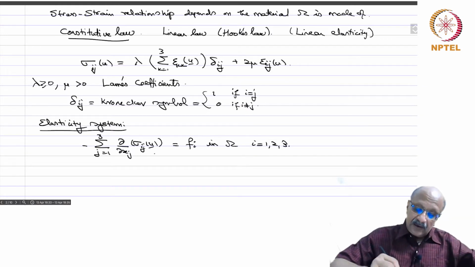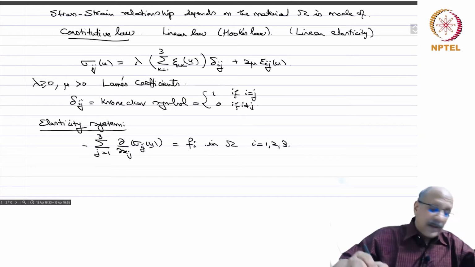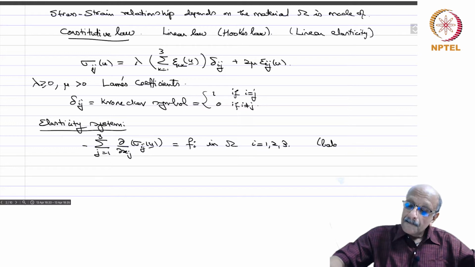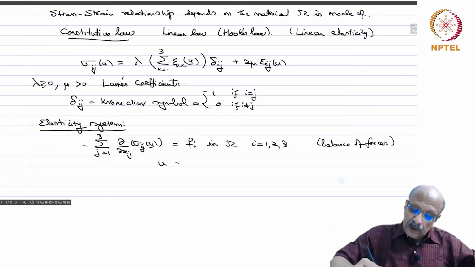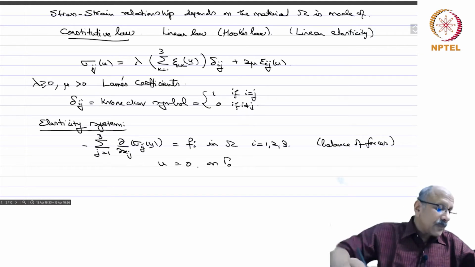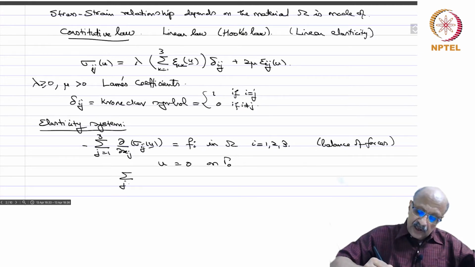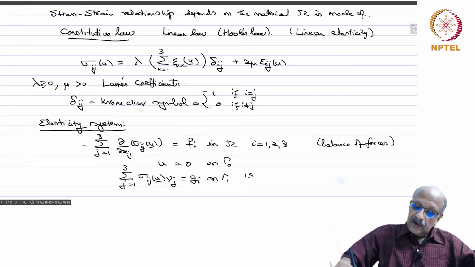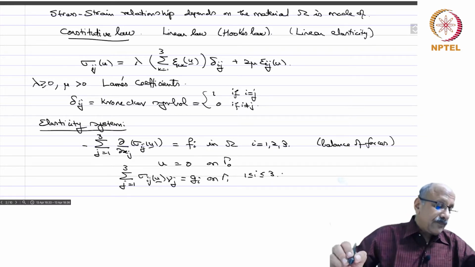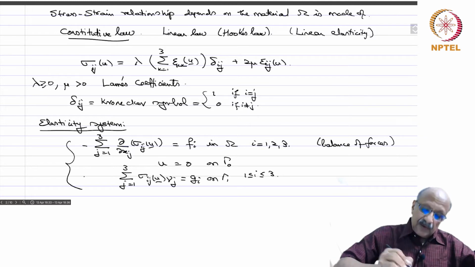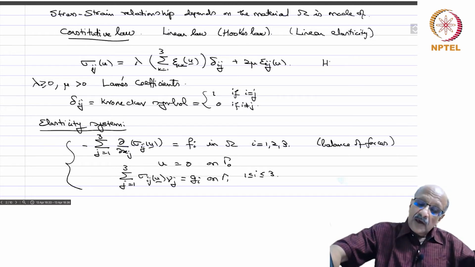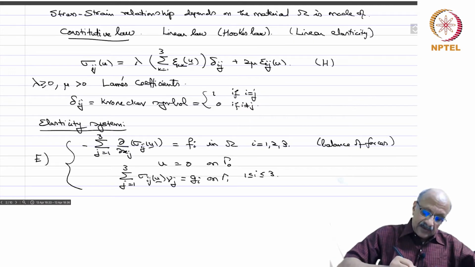So you have that d by dxj of sigma ij, this is the balance of forces. Okay, then u equal to 0 on gamma naught and sum over j equals 1 to 3. This is the natural boundary condition. Sigma ij of u nu j equal to gi on gamma 1, 1 less than or equal to i less than or equal to 3. Okay, so this is the elasticity system. So we will call H Hooke's law and E the elasticity system.